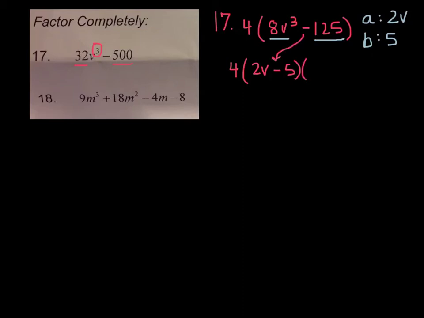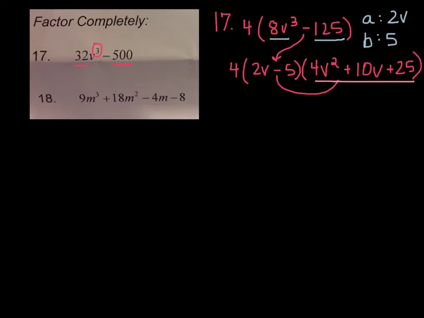Then I square the a, so that's going to be 4v squared. I change this sign, it's going to be positive. I multiply them. 5 times 2v gives me 10v, and I square b. And I have fully factored. This trinomial here at the end will never be factorable.